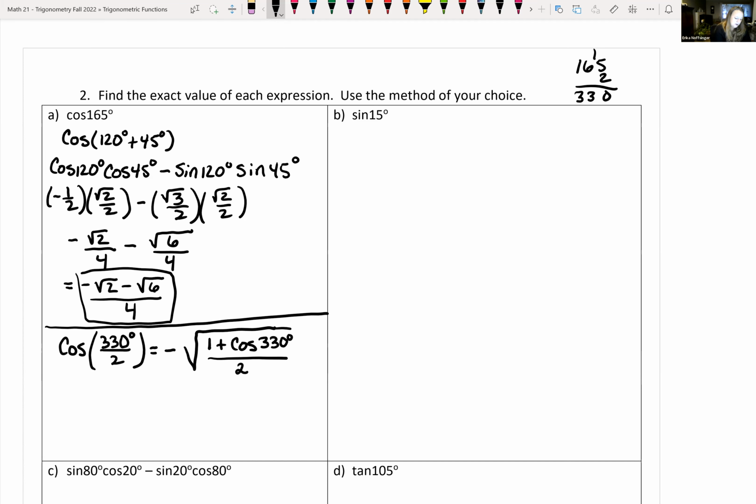So let's evaluate cosine of 330 degrees underneath our radical. So we get negative square root of 1 plus, reference angle is 30 degrees, we're in the 4th quadrant, cosine is positive, that's going to give me root 3 all over 2. That radical should be including our denominator, all over 2.